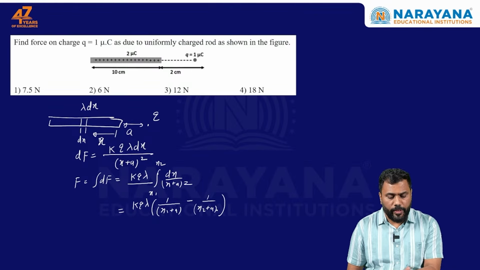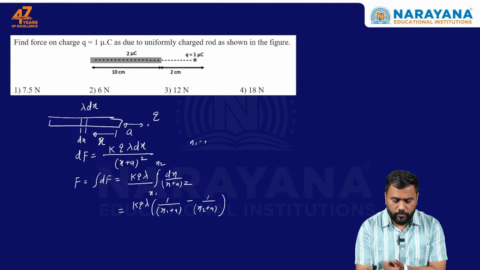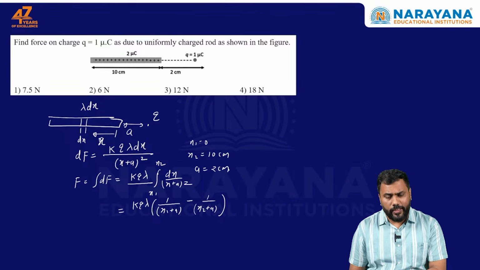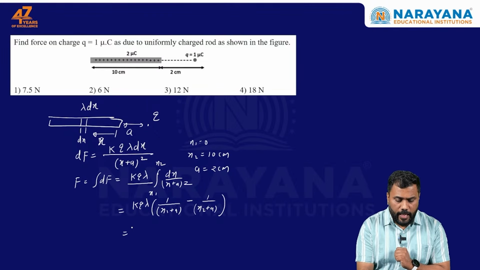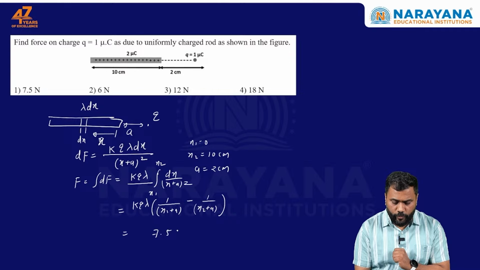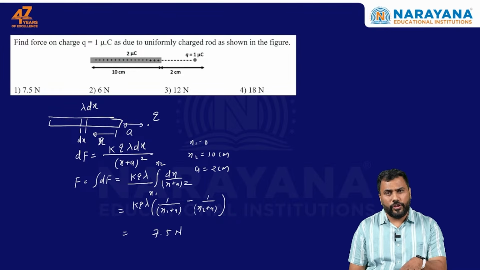x1, the smallest value of x, is going to be 0, and the bigger value of x is going to be 10 centimeter, and a is going to be 2 centimeter. If I substitute all these values in this expression and put the value of k, which is 9 into 10 power 9, I get an answer of 7.5 Newton. Let us go to the next question. This question was a little bit calculative.